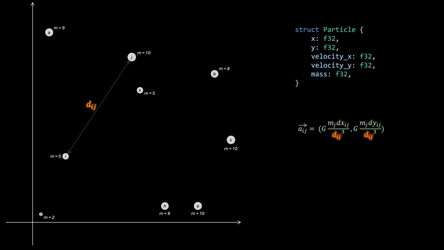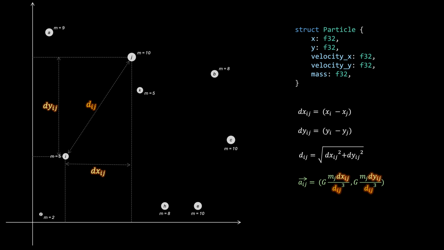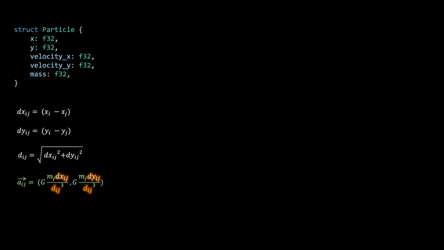And to calculate that distance, we need their horizontal and vertical separation. Fortunately, calculating these values is a very trivial task. What I want you to notice here is how many arithmetic operations are involved to get these values. First, we need one subtraction to calculate the horizontal difference between the two particles. Then another subtraction to calculate the vertical difference.